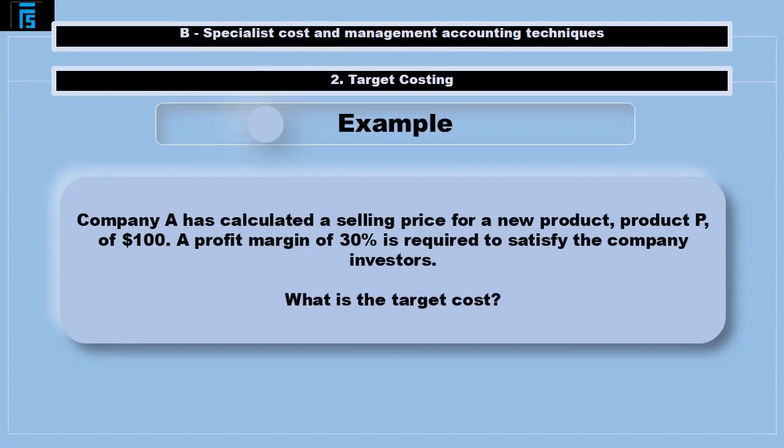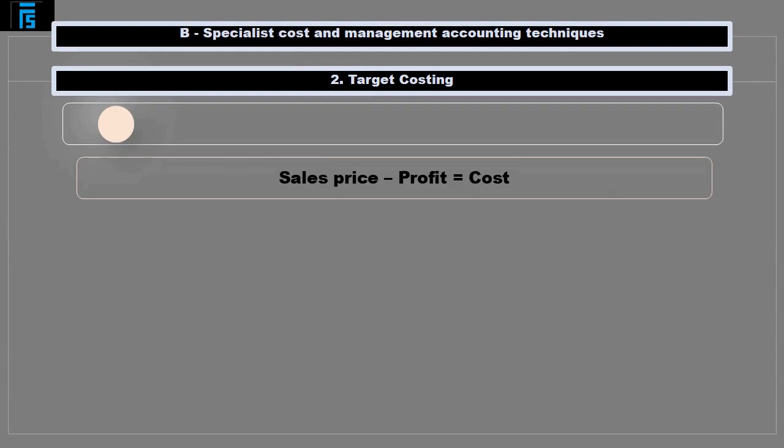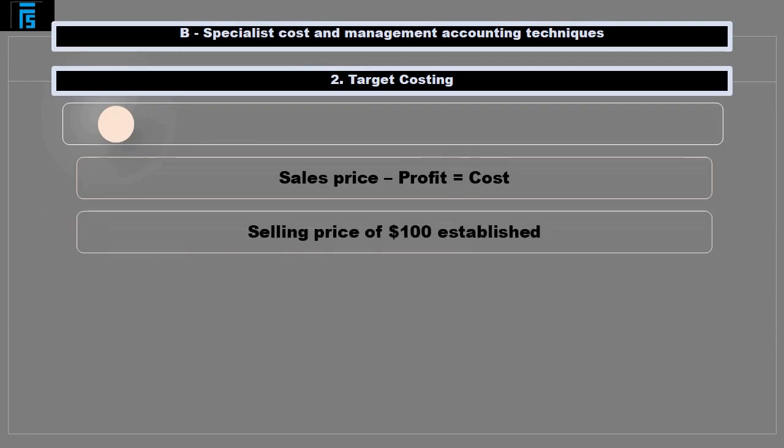Let's see the target costing process in action by way of an example. Company A has calculated a selling price for a new product, product P, of $100. A profit margin of 30% is required to satisfy the company investors. The question is, calculate the target cost. We now know that the sales price minus the required profit is equal to the target cost. Company A has established a selling price of $100.